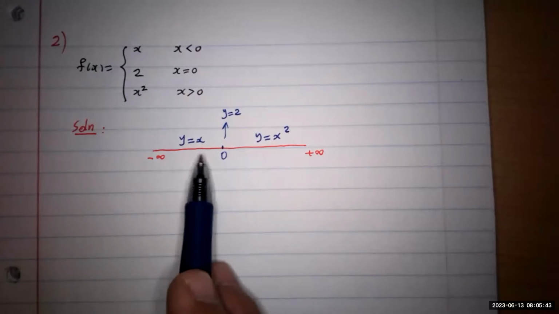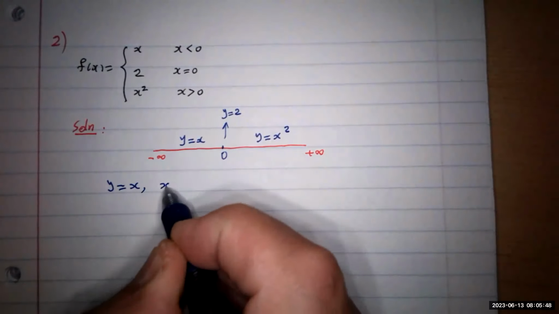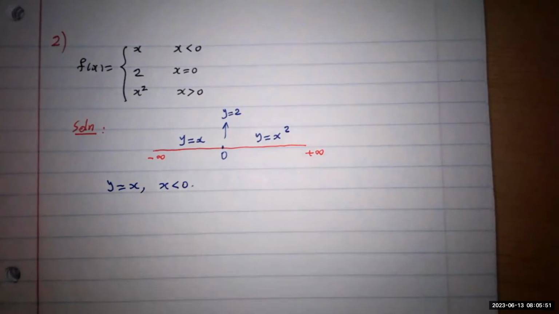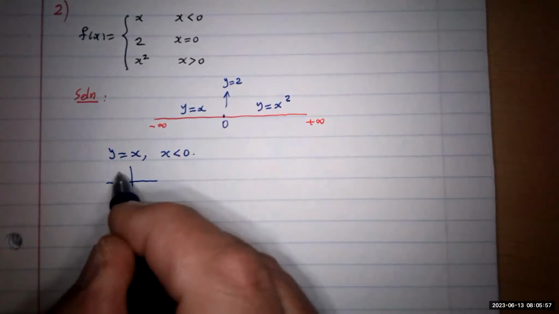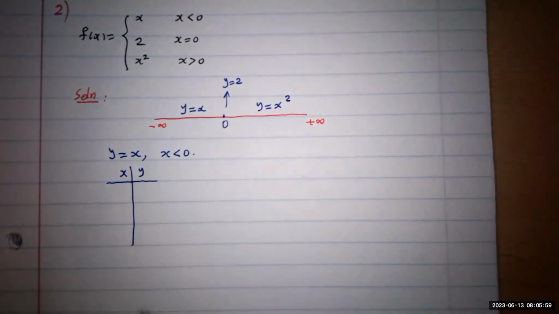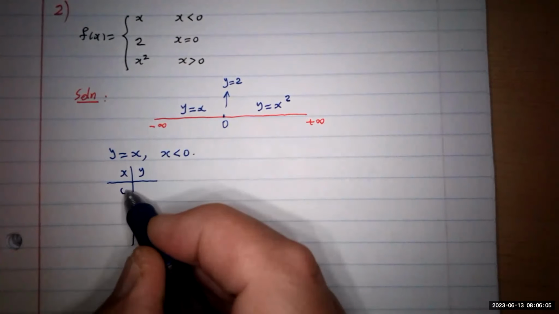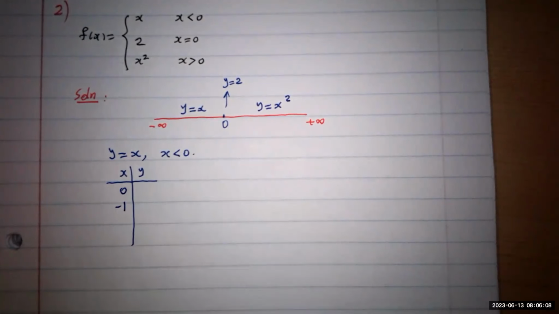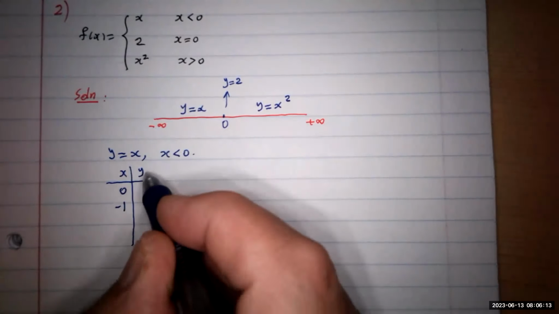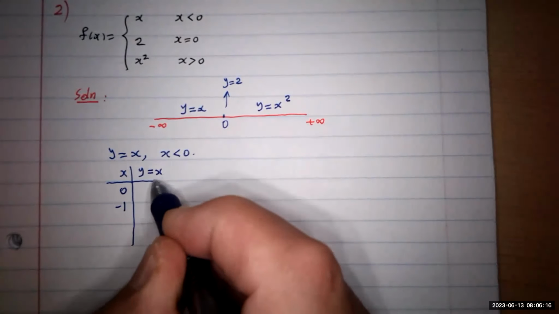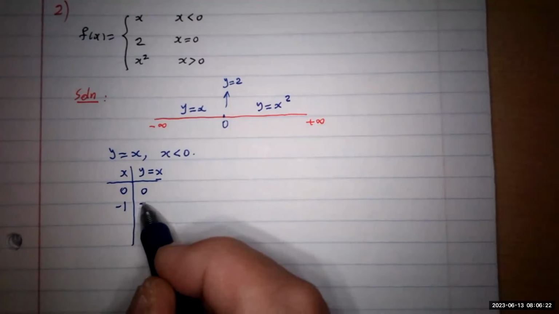We go with the first one. The first one is y equal to x, with the restriction that x is less than 0. We talked about it the other day, we need just a couple of points. So this is going to be x and y. You must start with the partition point, so it's 0, done. Then something like negative 1. You can pick any number you like, but you must start with 0. The equation is y equal to x, so if you substitute 0, that gives you 0, and if you substitute negative 1, that gives you negative 1.